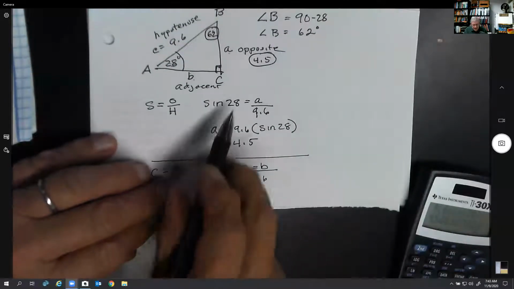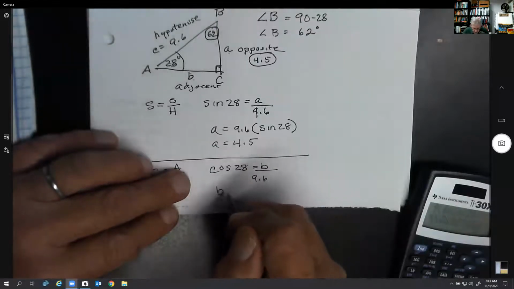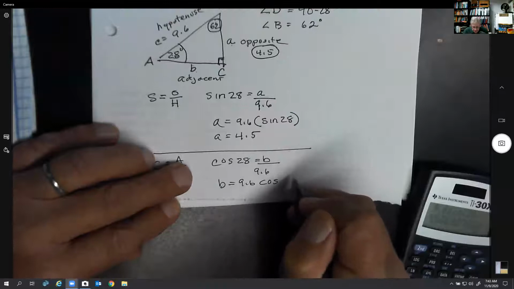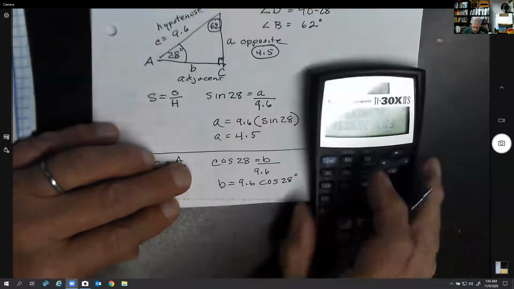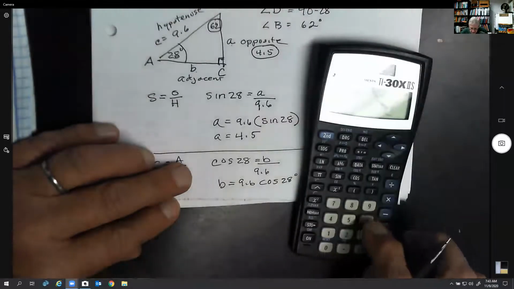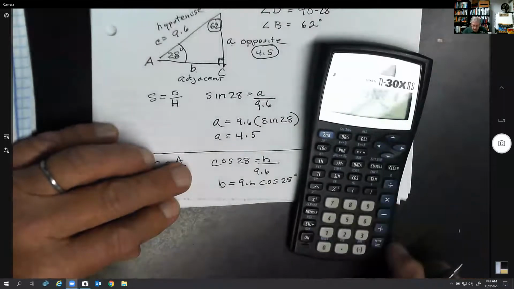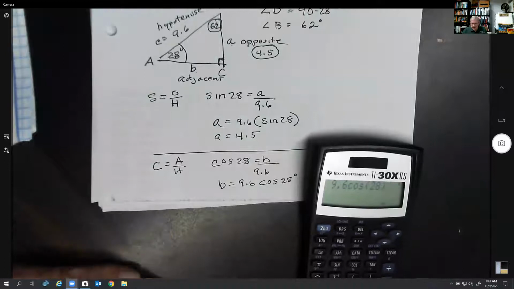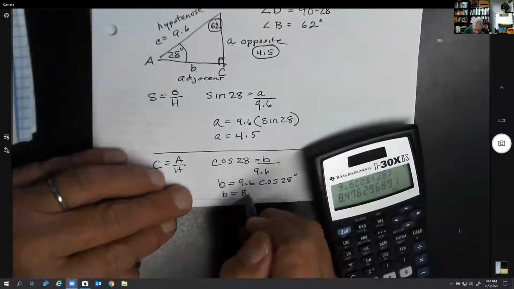Well, you're saying, well, I just did that. Yeah, you did it with a sine, but now it's a cosine. It's going to make a difference. B is going to be 9.6 cosine 28 degrees. Okay, so let's put that in. 9.6 cosine 28. See, there's a difference between the two functions, the values. All these values for these things are stored within the computer. What's it equals? 8.47. We're rounded to 8.5.